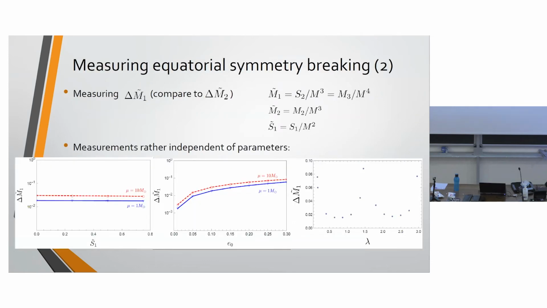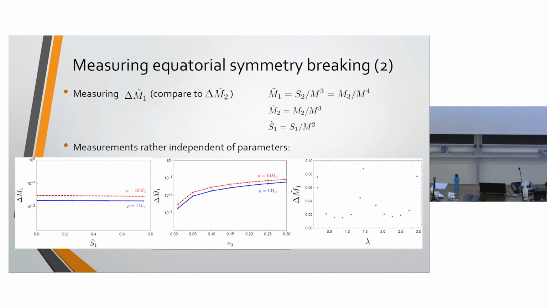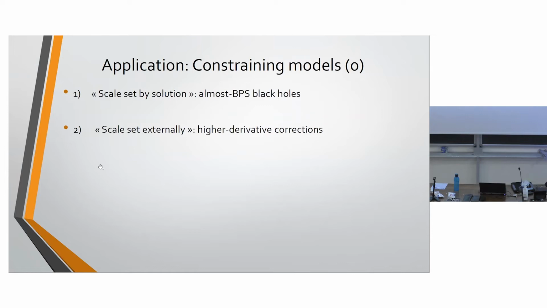Okay, so I think good. So now I will go on to an application of where you can use these numbers, right? Any other questions on this first? No. Okay, good. So I will do two applications where you can use these numbers to constrain models.